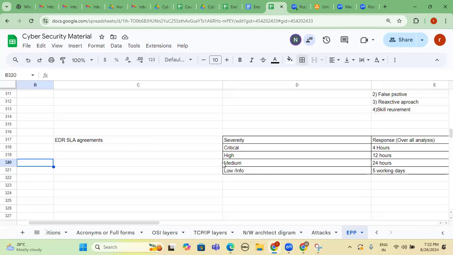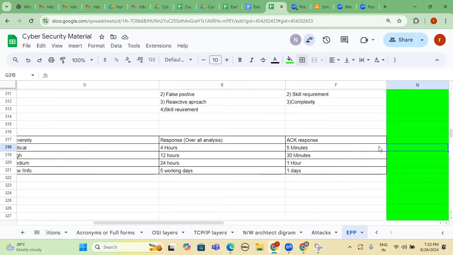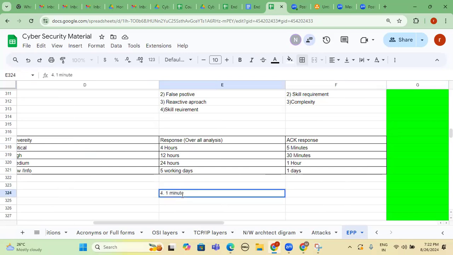In case these SLAs are crossed. For example, for a critical incident investigation, we have to complete it in 4 hours. One of the systems got compromised by malware, and we have to complete it in 4 hours. Unfortunately, this SLA is crossed by 4 hours, 1 minute. Even 1 minute of crossing is a penalty or fine.